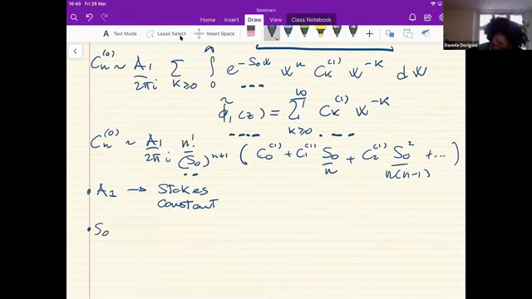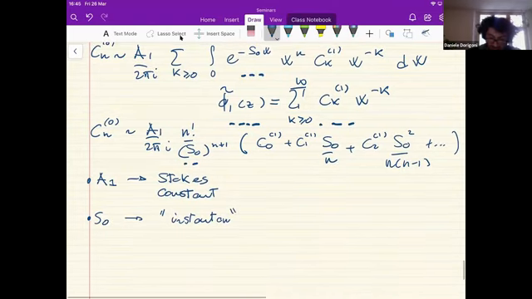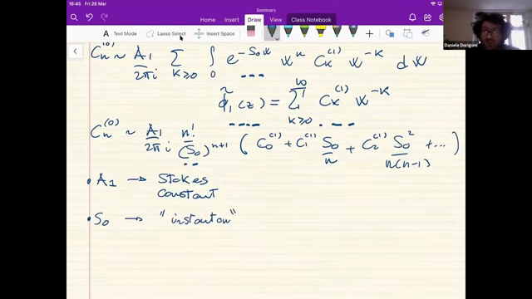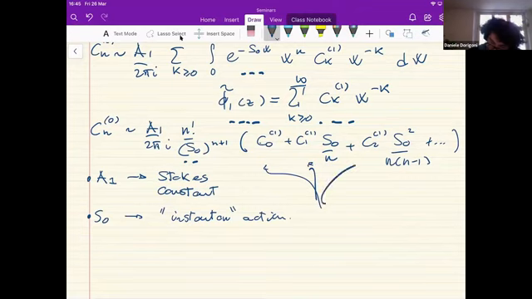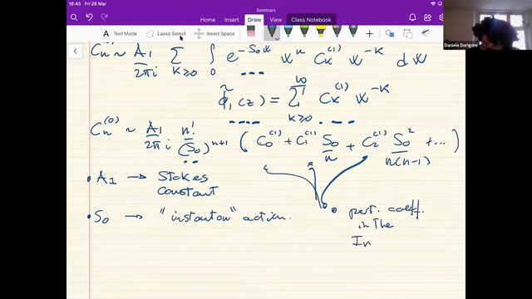S naught, which takes the exponential suppression, is the, well, instanton action. I keep on saying instanton because I'm coming from high energy, but they are whatever non-perturbative effects are behind your exponential suppression correction. And you see here that these guys in here are nothing but the perturbative coefficients in the instanton sector.